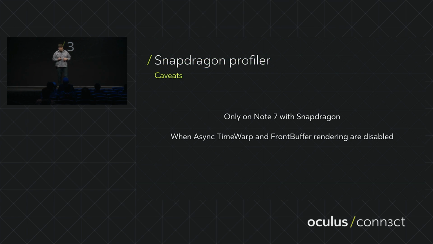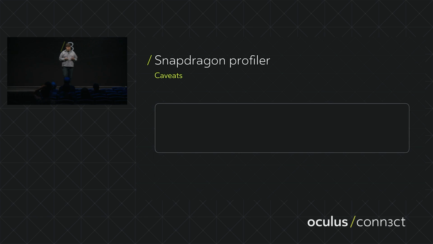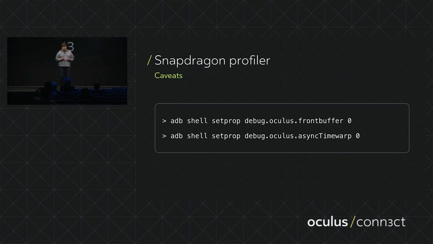Now, Snapdragon Profiler has a few caveats with Gear VR. Right now, we only have it working on production Note 7s with Snapdragon. And it requires you to disable asynchronous time warp and front buffer rendering when you're actually capturing. But these are pretty small details for how useful it is. If you want to disable front buffer rendering and asynchronous time warp, on the shell you can just execute two lines, and it'll disable it. You'll have a pretty bad experience in VR when you do this, but a lot of profiling tools start working.